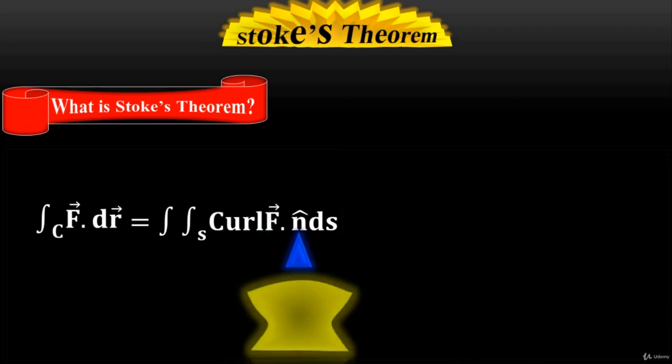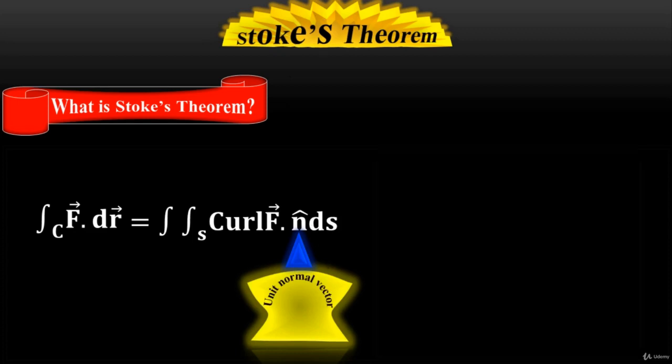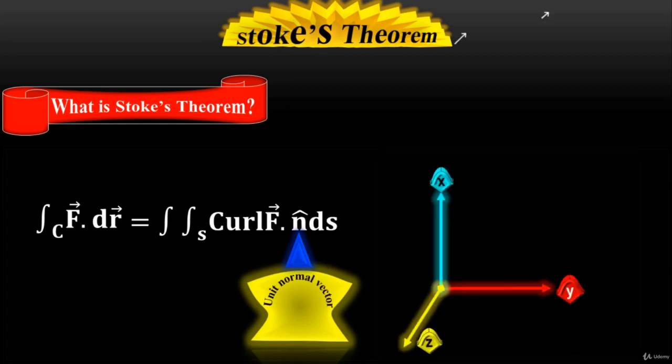n cap is the unit normal vector. Let me draw the xyz plane again. These are the unit vectors i, j, and k. i is along the x-axis, perpendicular to the yz plane, and j is along the y-axis, perpendicular to the xz plane. k is along the z-axis, perpendicular to the xy plane.